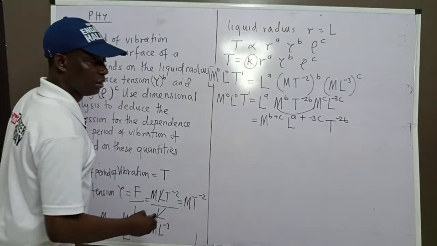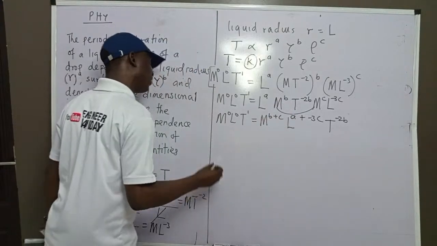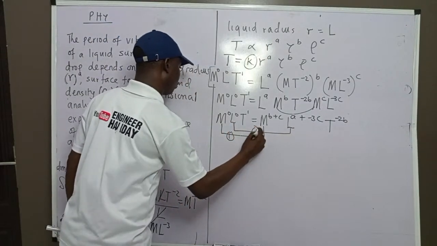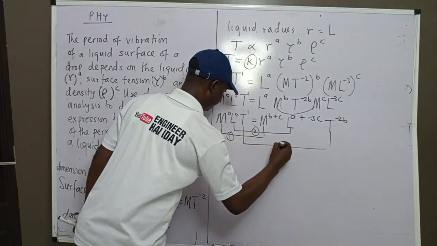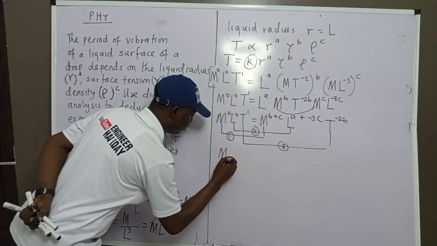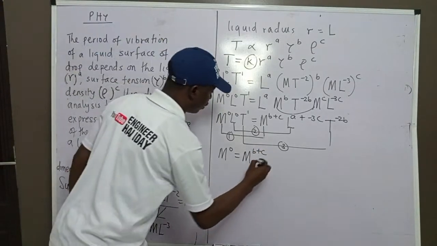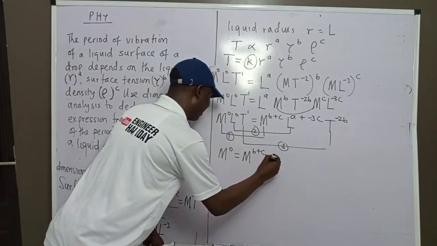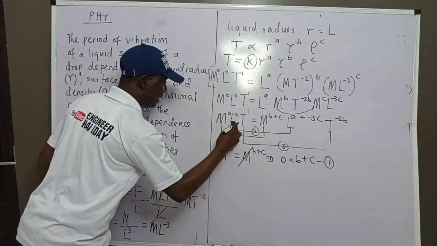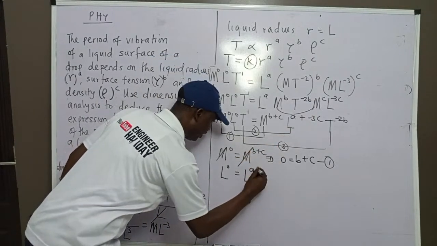Now, what do we do first? Let's compare left with left, right with right, I mean left and right by comparing their base. This one, let's call this one 1. This one, let's call this one 2. And let's call this last one 3. Now, let's compare M and M. M raised to power 0 equals M raised to power b plus c. That implies that this will cancel that. We are going to have 0 equals b plus c, equation 1. Let's compare L, number 2, now. L raised by 0 equals L raised by a plus times minus is minus 3c.